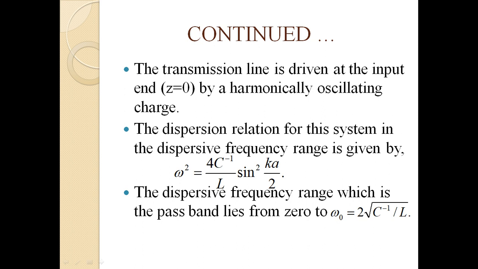The transmission line is driven at the input end, that is z equal to 0, by a harmonically oscillating charge. The dispersion relation for this system in the dispersive frequency range is given by omega squared equal to 4 by LC sin squared Ka by 2. The dispersive frequency range is the pass band which lies from 0 to omega 0, where omega 0 is equal to 2 root of 1 by LC.